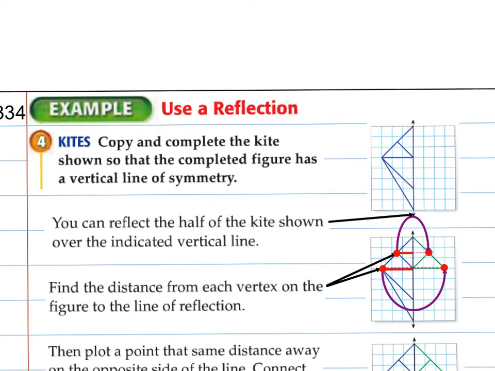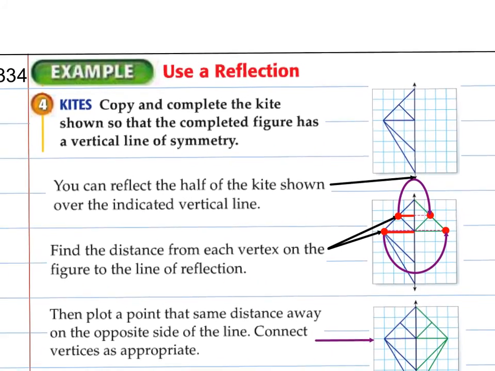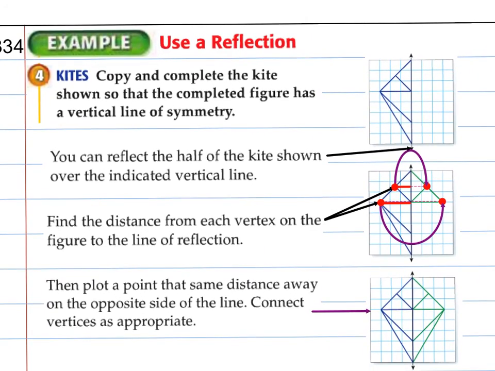Okay, use reflection. So copy and complete the kite shown so that the completed figure has a vertical line symmetry. So vertical line symmetry would just be that you could cut it in half and it would be the same on both the left and the right. So first you're going to have to draw that, and you can just follow along here. So you have to look at each point that's considered. So first you can reflect the half of the kite shown over the indicated vertical line. So we're just going over this line.